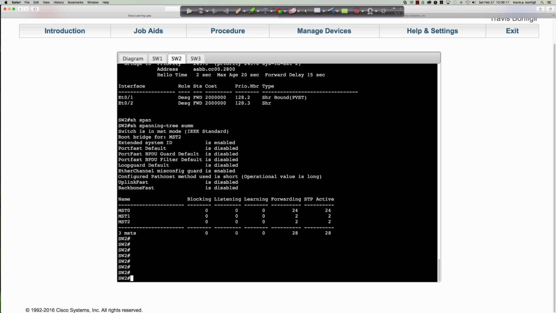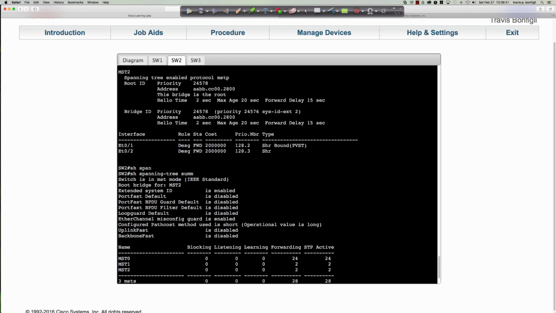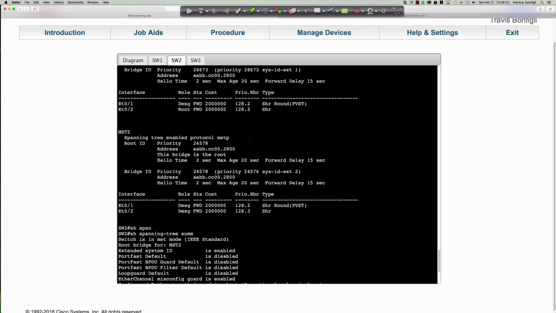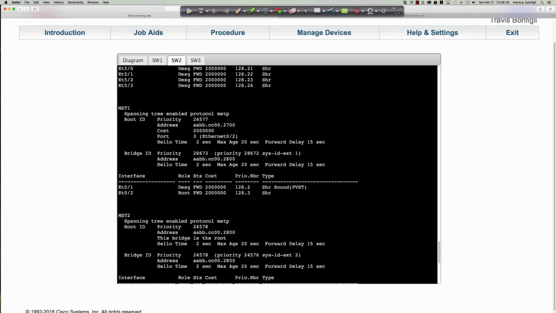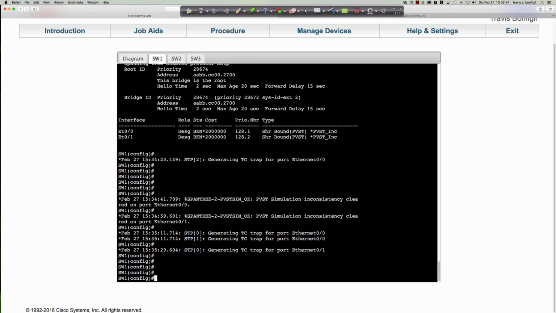So again, we come up here, the switch is in MST mode IEEE standard. Remember, when we were doing per VLAN spanning tree and rapid per VLAN spanning tree, we would see PVST or rapid PVST up here. Now, on switch 2, take a look. We are the root bridge for multiple spanning tree instance 2. So if I scroll back up a little bit, you can see here, MST2, I am the root bridge. But for MST instance 1, he is not the root bridge. It's switch 1.